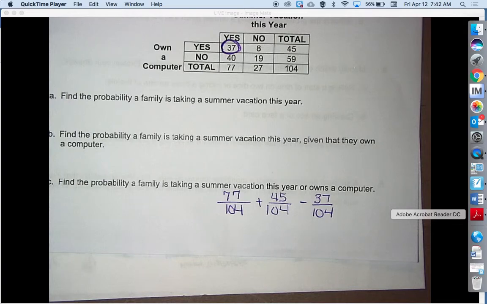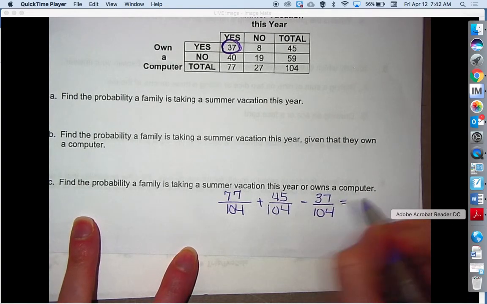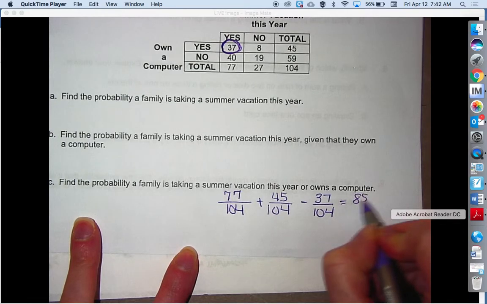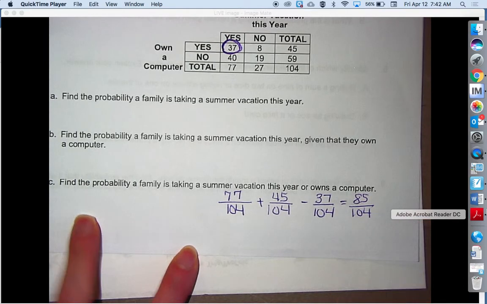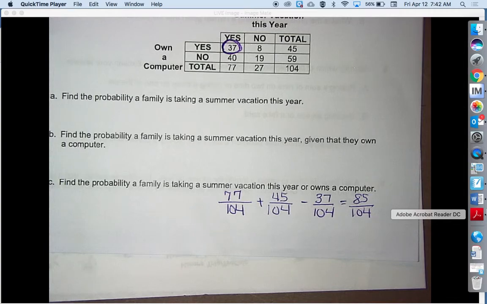So Julia, when you add the 77, 45, subtract 37, you get 85 over 104. And that does not reduce. So that's the part where they both occur. So the probability of A plus the probability of B minus the probability of them both happening. And that's A and B. And that's when the events overlap.